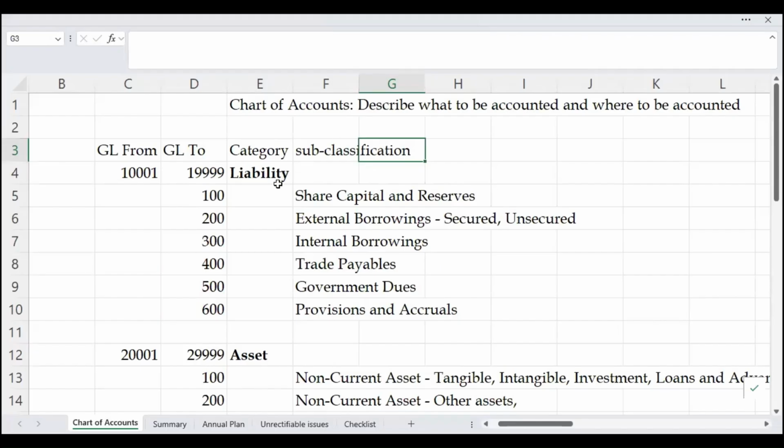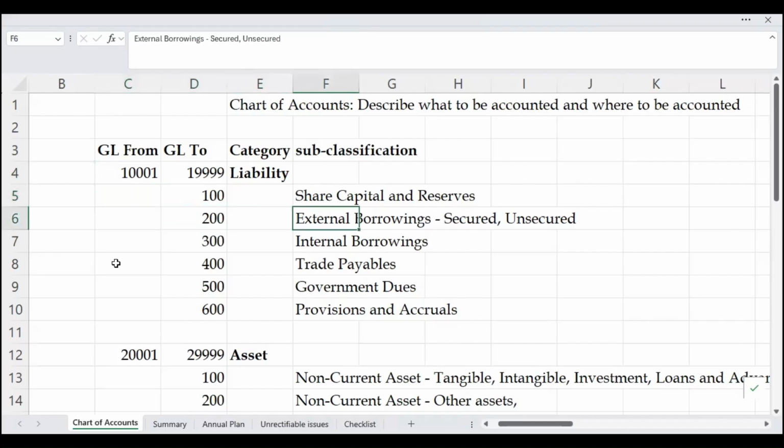So I just gave an example, like say for our liabilities, for balance sheet item, liability, say it starts from 1,000 to 1,999. So anything over here will be liability. Subclassification: within liability, I have share capital. So 100 series, say 1100 series, I use this for share capital. Then I have said the 200 series.